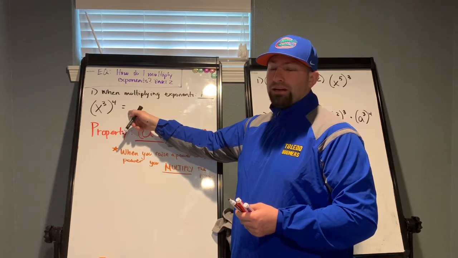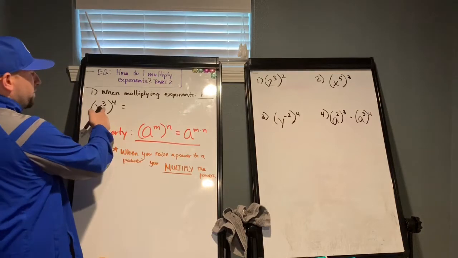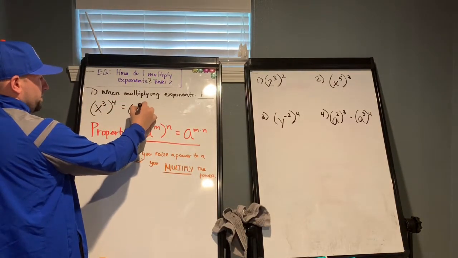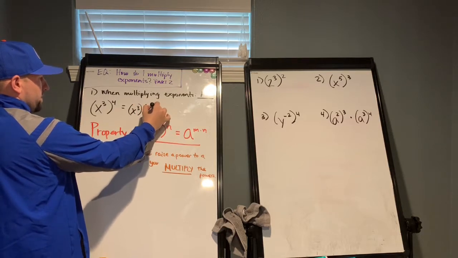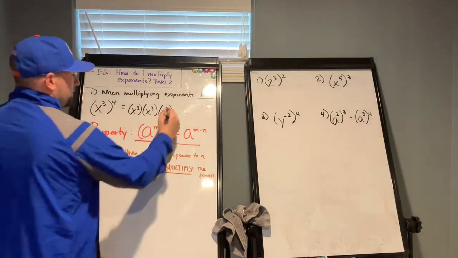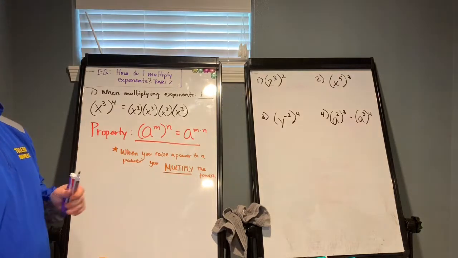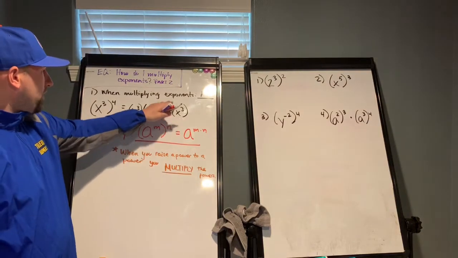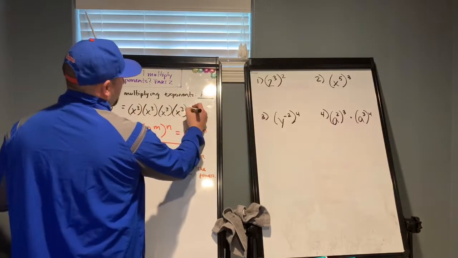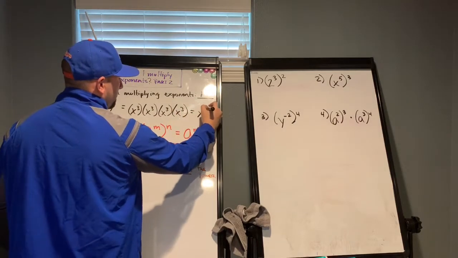So we're going to write the expression out. We have x to the power of 3, to the power of 4. That's actually going to be x cubed times x cubed times x cubed times x cubed. So we're multiplying it 4 times: 1, 2, 3, 4. Now remember, if you multiply exponents with the same base, you add. So that's 3, 6, 9, 12. So it's going to be x to the 12th.